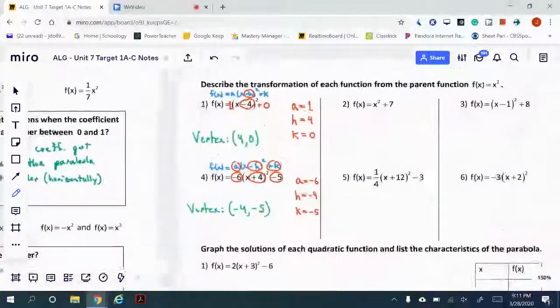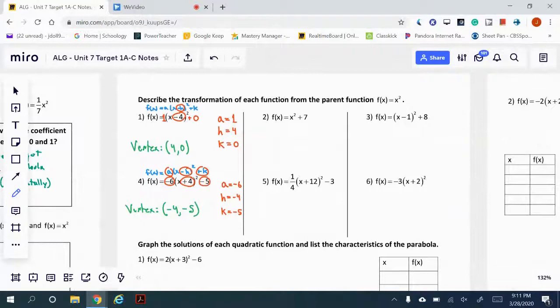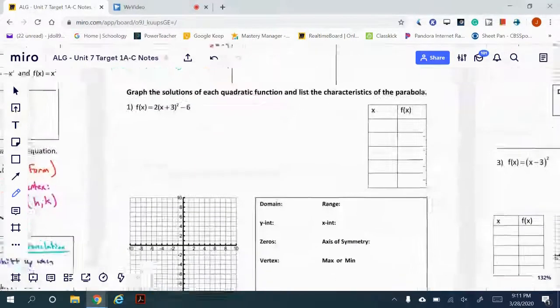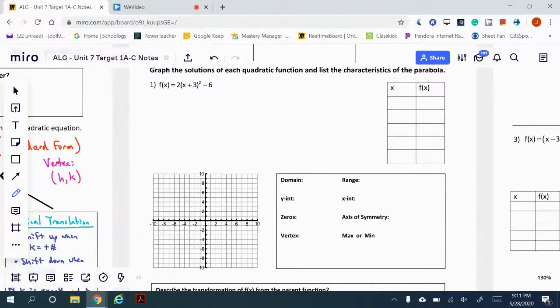So I'll leave it to you to try these other 4 problems, 2 and 3 and 5 and 6. Not going to do them in the video. Want you to check the answer key in the notes. And when we come back in video 3, guys, we're going to put together what we did in target 1A and 1B, along with what we now know about vertex form in our equations. We're going to go table to graph to characteristics and put it all together.